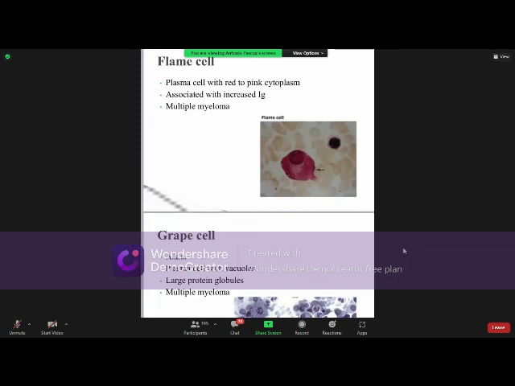Where do our plasma cells come from? T cell or B cell? B cells. Right? So when B cells mature, they become plasma cells. And what's the main job of plasma cells? Production of antibodies. Production of immune globulins. Right? So, whenever your plasma cells are producing more than enough antibodies, it is associated with abnormal production of such protein, which is normally seen in cases of multiple myeloma.